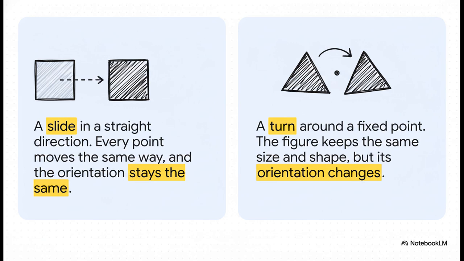The first two moves are super intuitive. You've got translation, which is just a simple slide. Imagine sliding a chess piece across the board. It doesn't flip, it doesn't turn, it just slides. Then you've got rotation, which is a turn around a fixed point. Think about the hands on a clock, just spinning around the center.